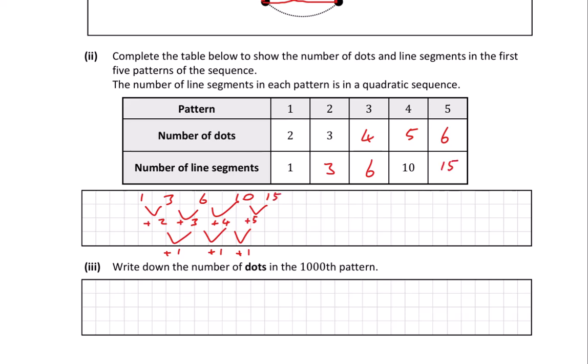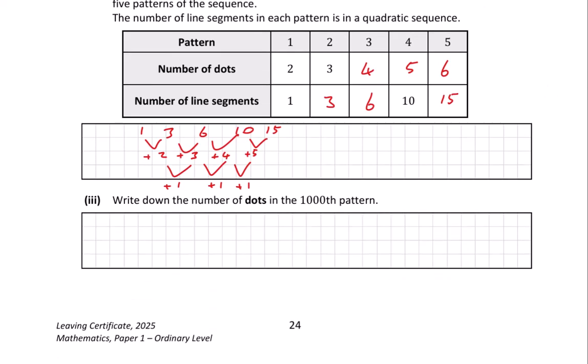Okay, write down the number of dots in the 1,000th pattern. So you can see again here, as I said earlier, in pattern number 1, there are 2 dots, in pattern 2 there are 3 dots, in pattern 3 there are 4 dots, always 1 more. So the number of dots in the 1,000th pattern would be 1,001 dots.